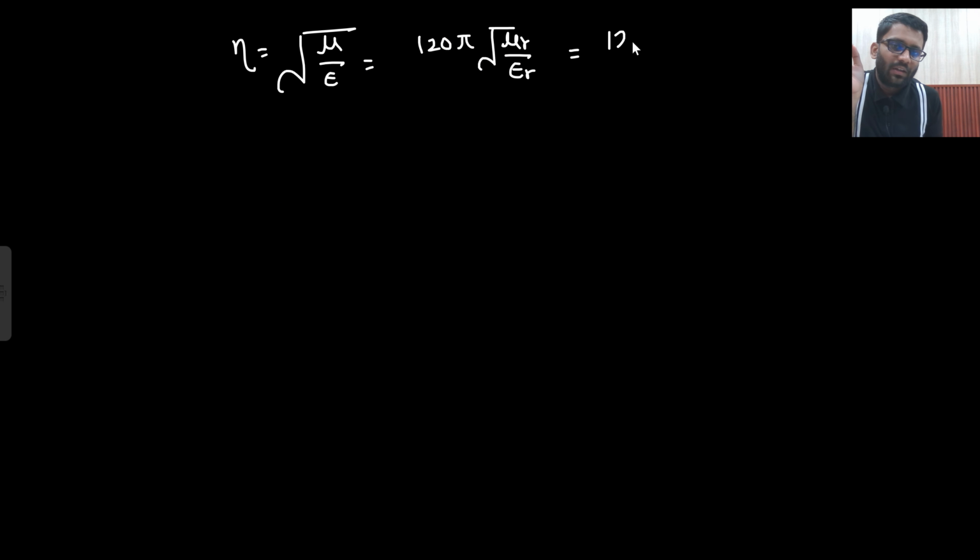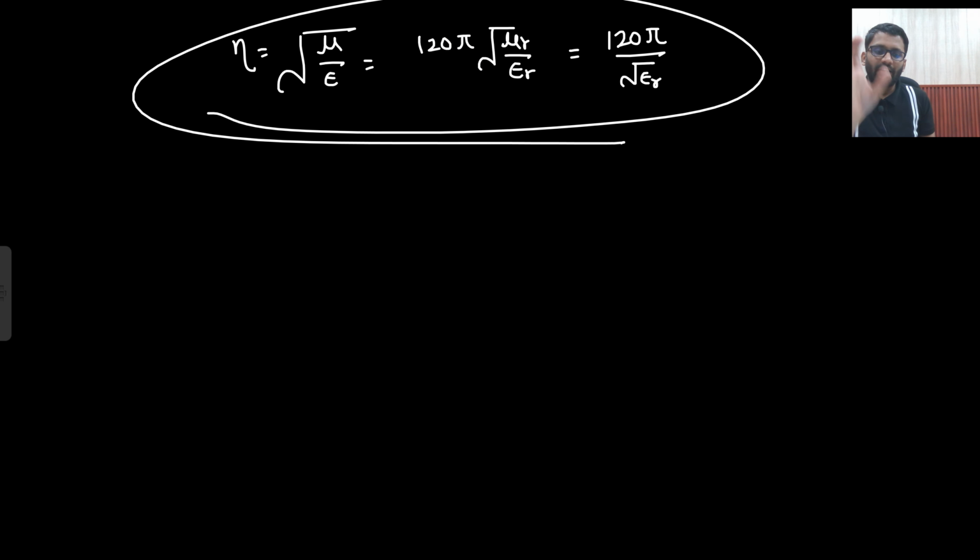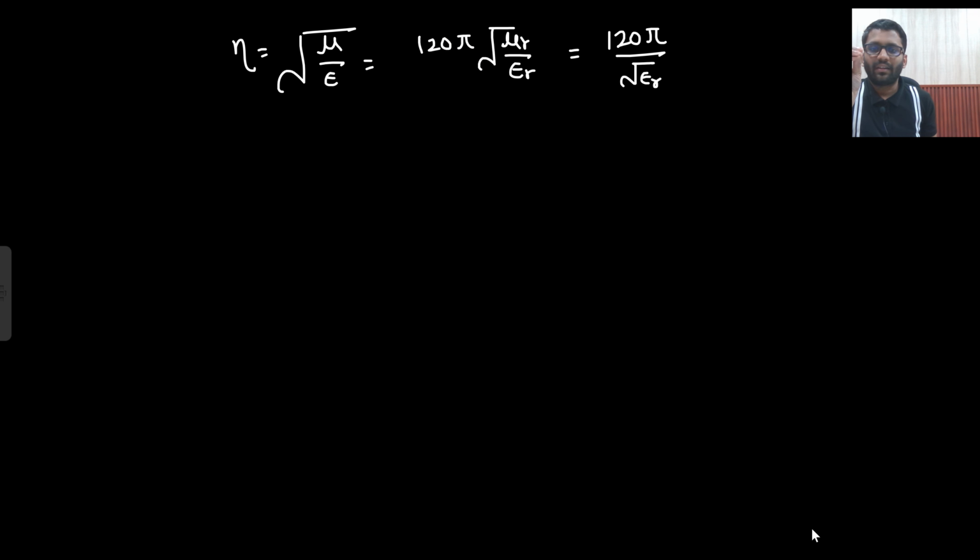So what are you going to get? 120 pi by under root epsilon r. Now I do not have this value, so I need to find it. For this calculation, I did not need to take any data from the problem. For this particular calculation, I need to take the data.